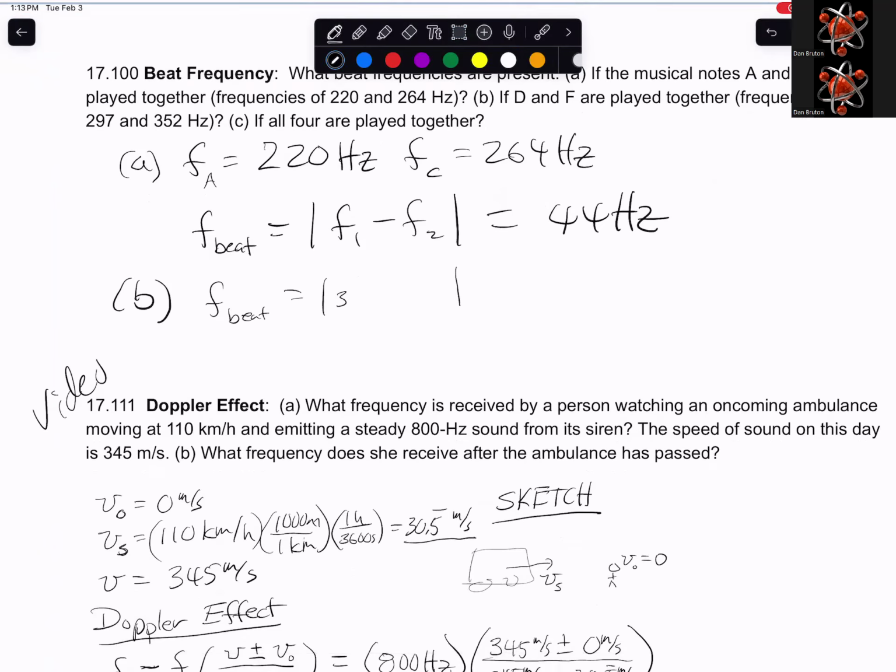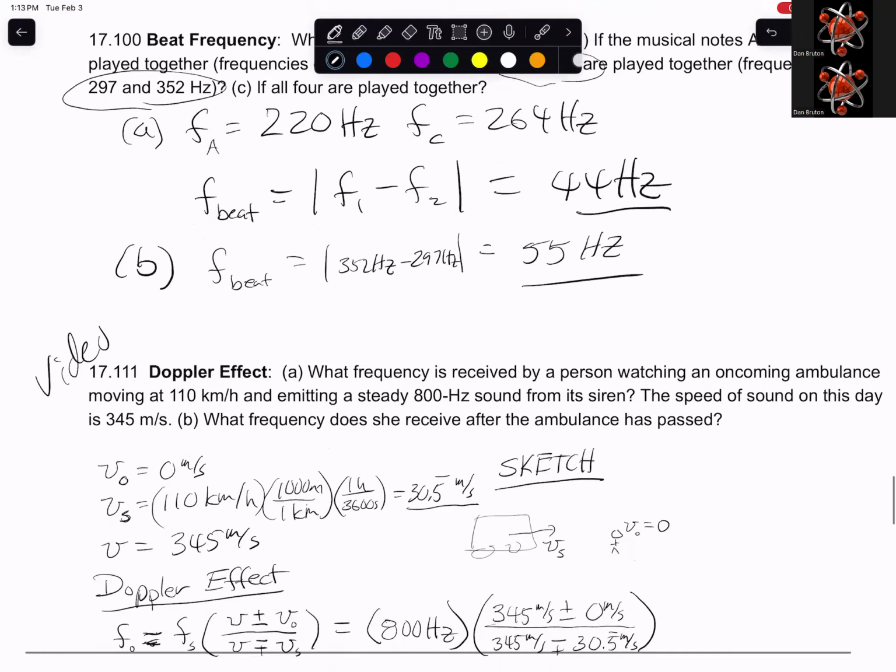So if you have 352 hertz for one tone and 297 for the other tone, you get 55. And so that's the pulsing sound that you hear coming from playing two notes together. And I got those frequencies right here because it was the notes D and F.